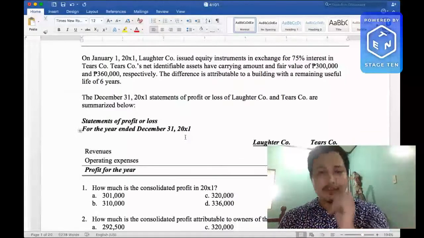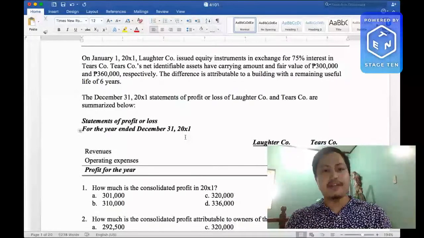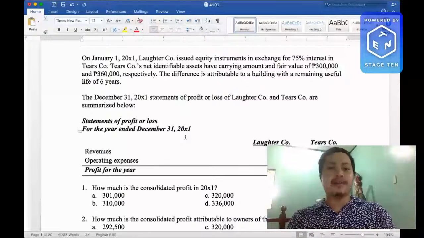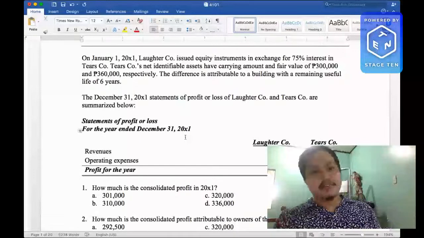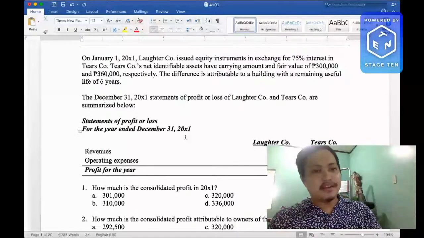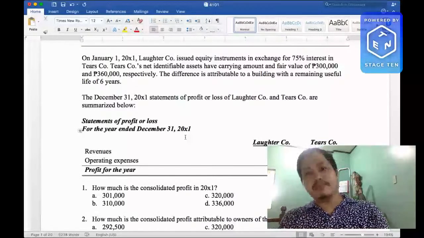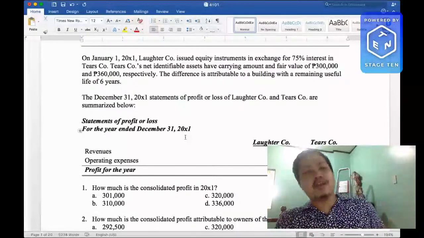Okay, go back to the first paragraph of the problem. The carrying amount of the building, the asset, is 300,000. The fair value is 360,000. There's an excess of 60,000. The fair value exceeds the carrying amount or the book value in the amount of 60,000. And the problem tells you that the excess or the difference is attributable to the building with the remaining useful life.